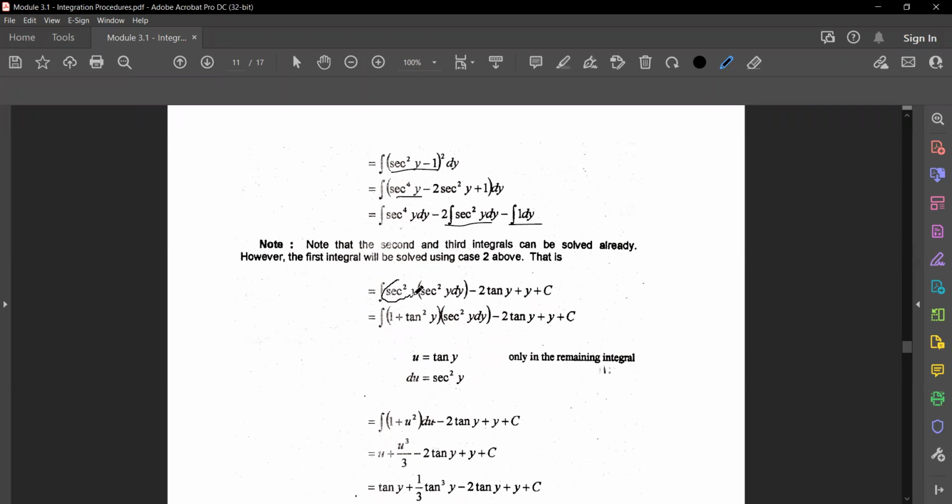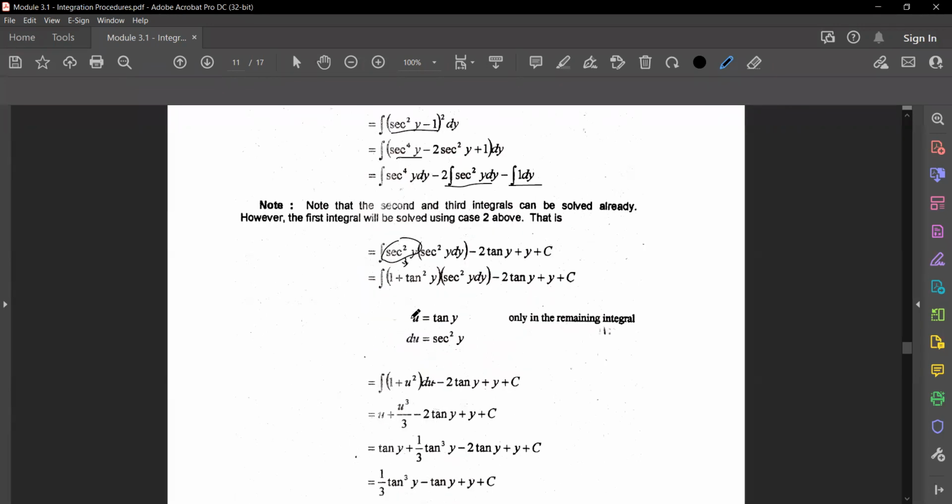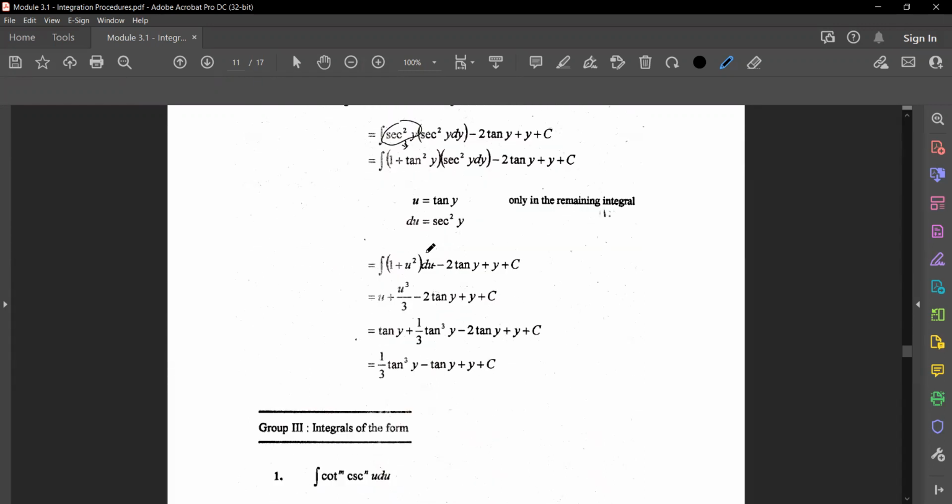Then yung natira, ito, substitute natin ito trigonometric identities. Then we let the u. So the same procedure with the case number 2 for this integral. So first integral natin dito. Yan. Okay. How about the third or the group 3?